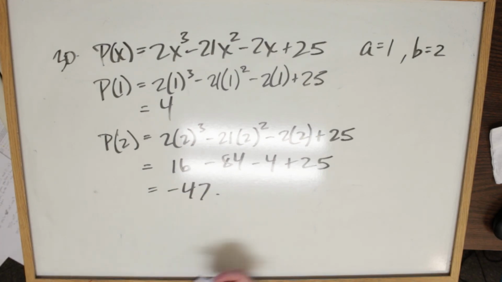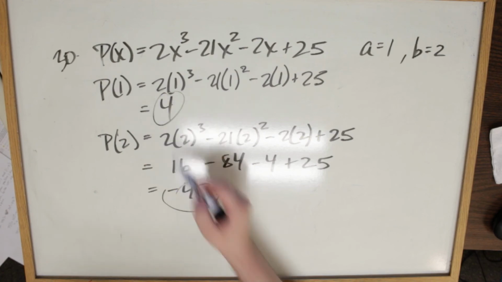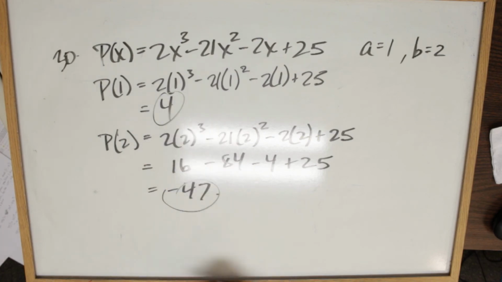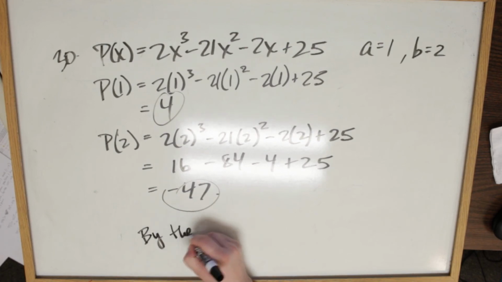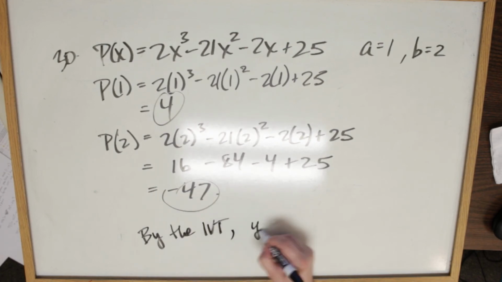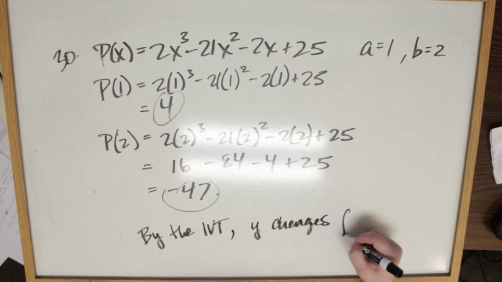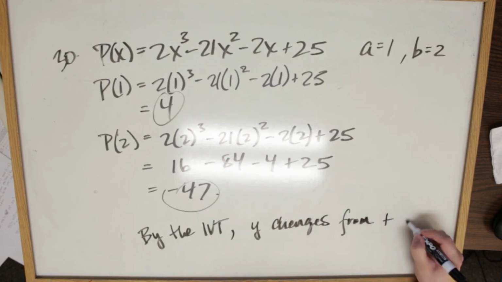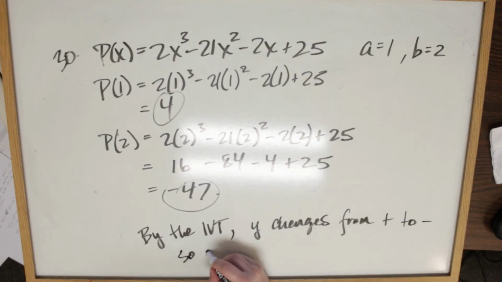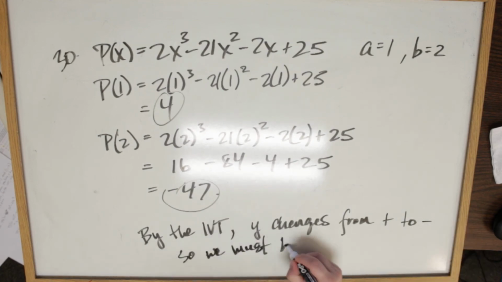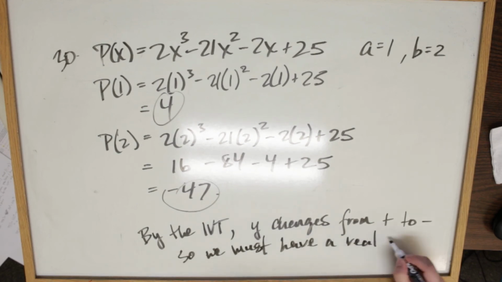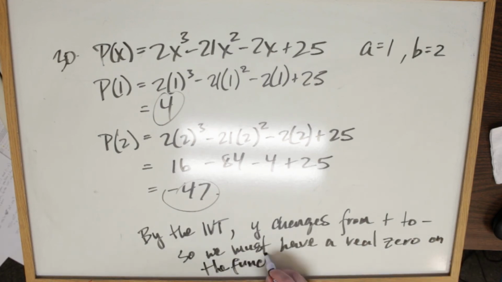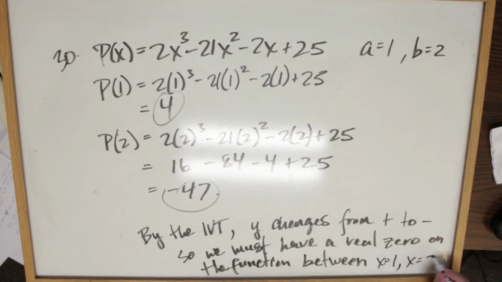Again, the way we write this out, notice the sign for the y value is different. This one's positive, this one's negative, which means by the intermediate value theorem, y changes from positive to negative. So we must have a real zero on the function between x is equal to 1 and x is equal to 2.